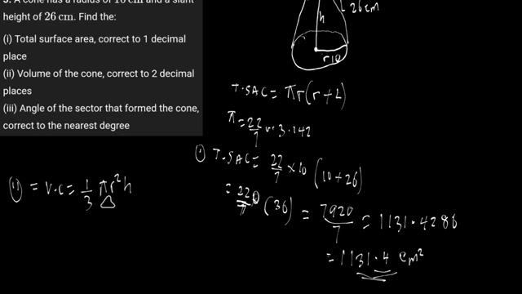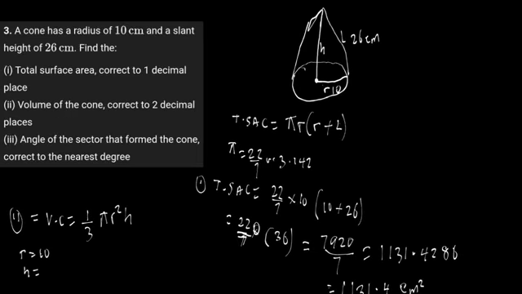Now let's write the data out. I use 22 over 7 as my pi, the same value we used here. Our r, which is the radius, is 10 centimeters, because it's given in the question. Now, what is our height, h? In the question, the height of the cone is not given. We are given the radius and the slant height.